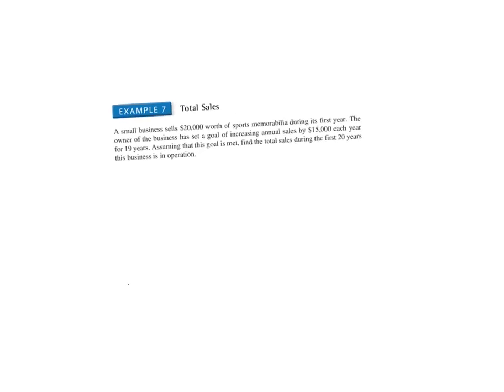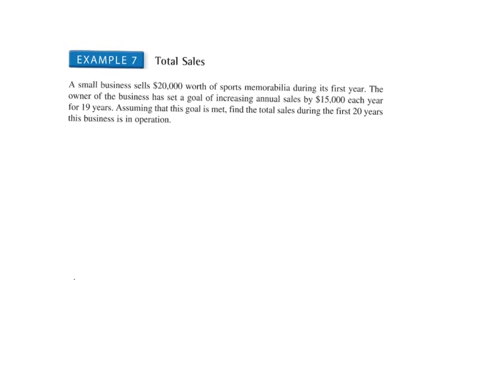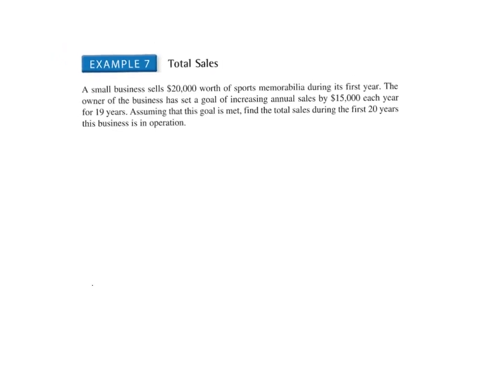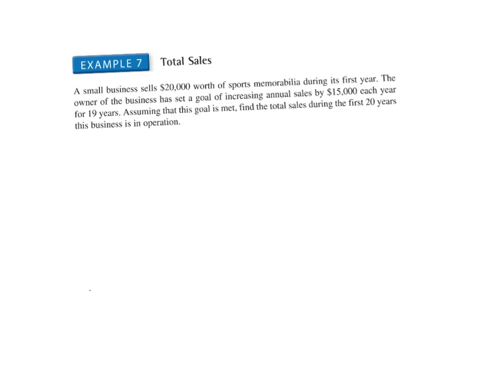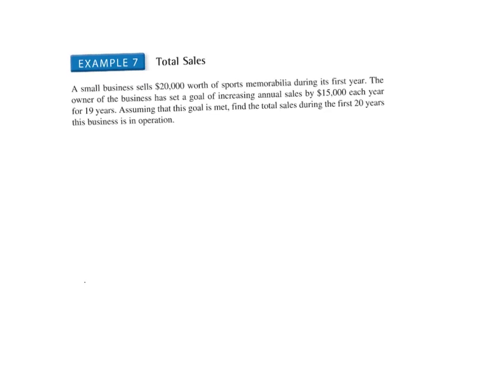Last one. This is an application. I mean, you guys can see a lot of applications in this, hopefully, that you can just add things together quickly. It's a lot faster than putting it all in your calculator at once. But what they're saying in this problem is that a small business sells $20,000 worth of sports memorabilia. Then they sell $15,000 more each year after that for 19 years. Assuming that this goal is met, find the total sales during the first 20 years this business is in operation.